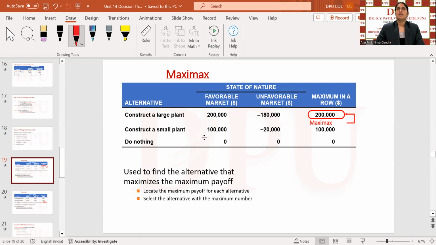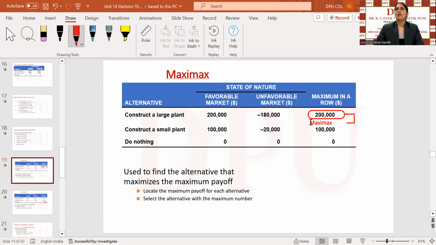2 lakh, right? So what is the maximum here? 1 lakh. Then you are finding out the criteria is maximax. So you are taking the maximum of the maximum. Maximum of the maximum is 2 lakh. So you're optimistic that you will make a maximum profit. And what is that? 2 lakh. So you are taking a decision accordingly.